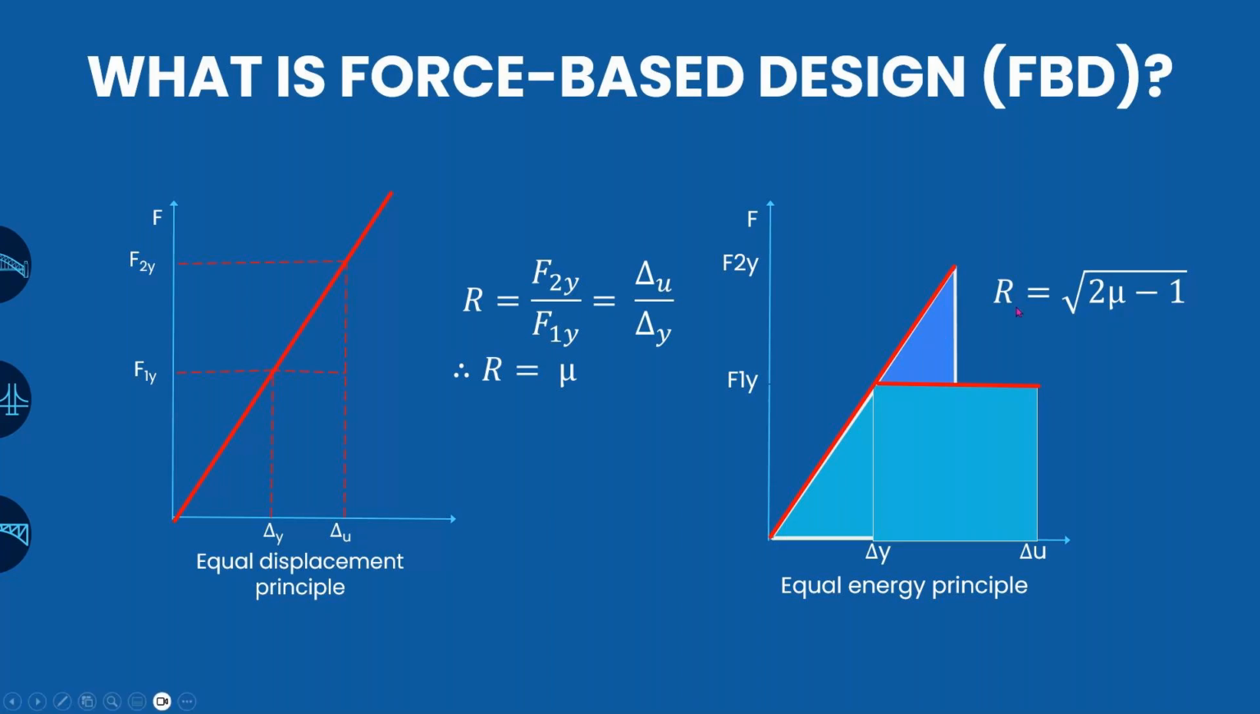Similarly, if you have a short period structure, then we say that for a short period structure, the maximum elastic absorbed energy remains the same during the excitation. So it is not about the displacement now, it is about the maximum absorbed energy. And on that basis, this factor R, that is our response modification or response reduction factor, is calculated as the square root of 2 mu minus 1.